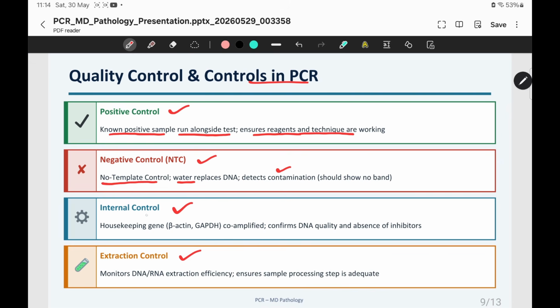In internal control, some genes, that is housekeeping or endogenous genes, are co-amplified along with our target sequence of DNA. This confirms DNA quality and absence of inhibitors. Extraction control, this monitors DNA and or RNA extraction efficiency and ensures that the sample processing step is adequate.